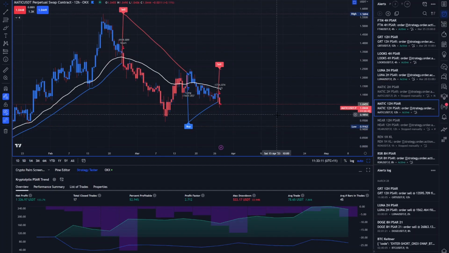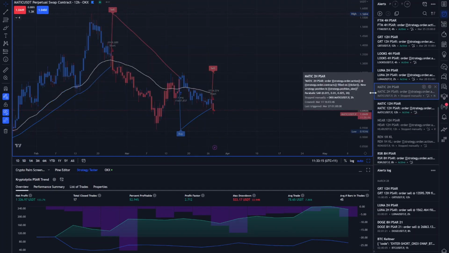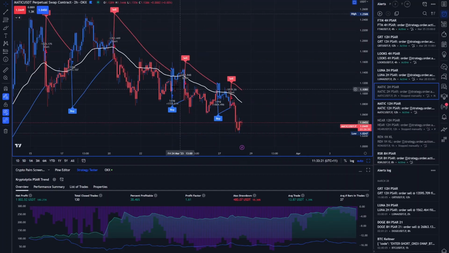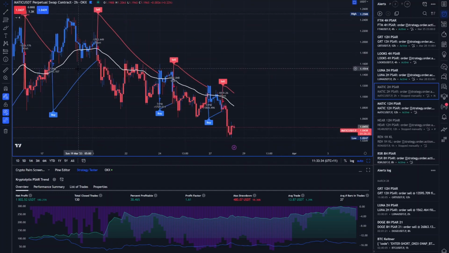MATIC, I just can't find a strategy that works really nicely. So I was using the 2-hour on MATIC, but this was just terrible in my opinion. So this long was just a massive loss. There's 3 back-to-back losses. And then this long here was a loss. The short was a very, very small win. There's nothing convincing to me with regards to this. It's really decent returns, 180%, but I'm just not a fan of these back-to-back losses.